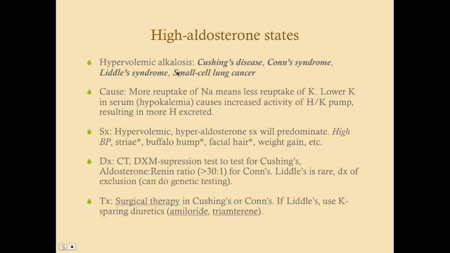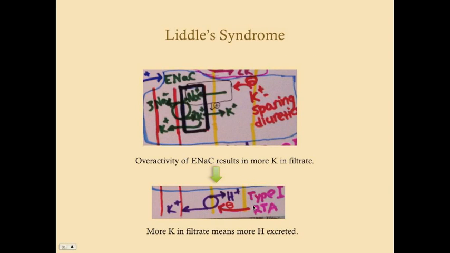And what Little syndrome is, I didn't touch on the mechanism. If you're familiar with the ENaC channel, what the ENaC channel is in the collecting duct, it's really just a glorified sodium-potassium channel. And so ENaC increases the reabsorption of sodium and causes an increased secretion of potassium. And so our potassium-sparing diuretics inhibit ENaC. What we have in Little syndrome is an overactivity of ENaC. So you're going to have more sodium reabsorption and more potassium secretion.